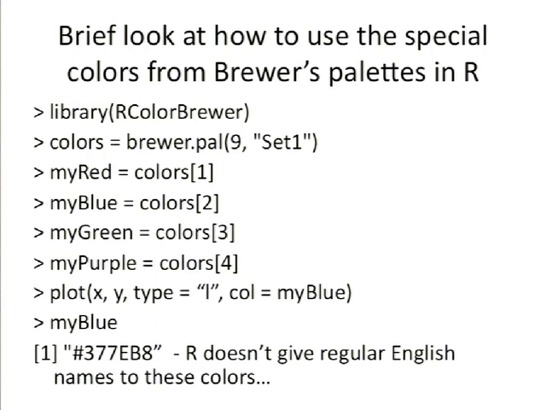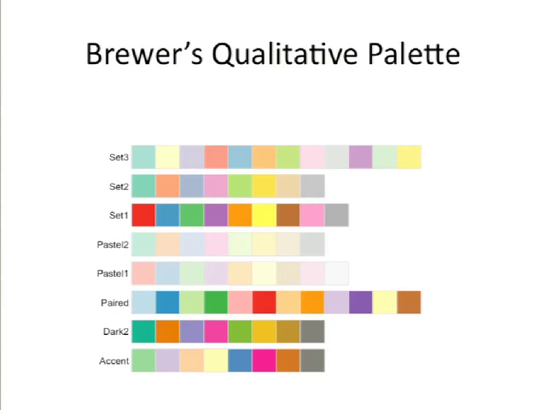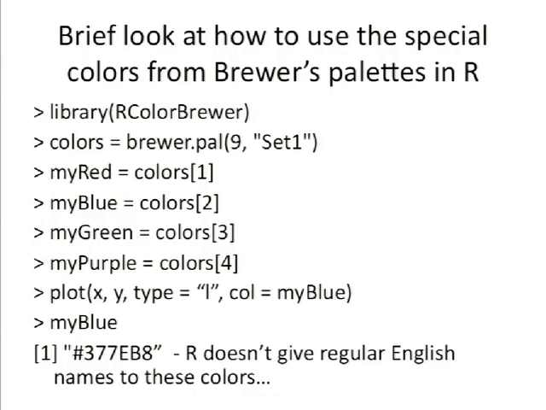So I'm pulling the first color out. That's what the square bracket is doing. And I'm assigning it to a variable called myRed. And then I'm getting the second one, which is myBlue. The third one is myGreen. And the fourth one is myPurple. If we went back to examine the palette, for set 1, it's the third one down. The first color is red, the second's a blue, the third's a kind of green, and the fourth is a purple. So I'm pulling out the names of those colors from her palette. And then I can go and use them in plotting.